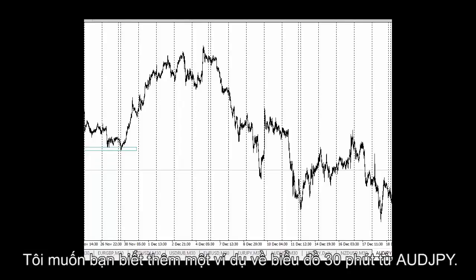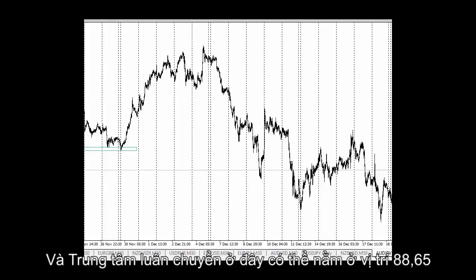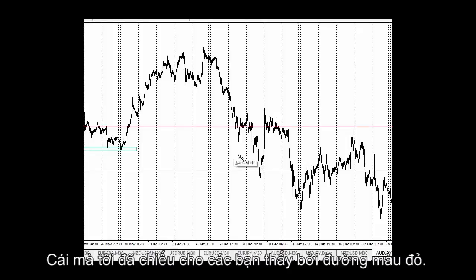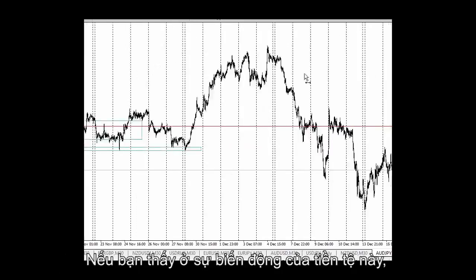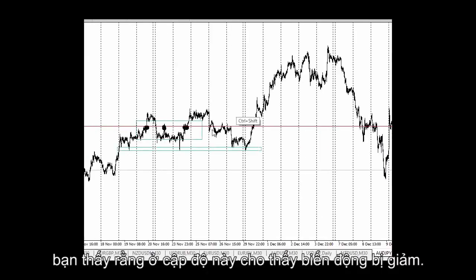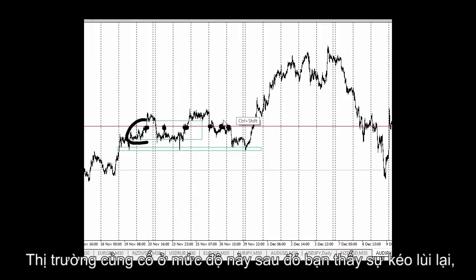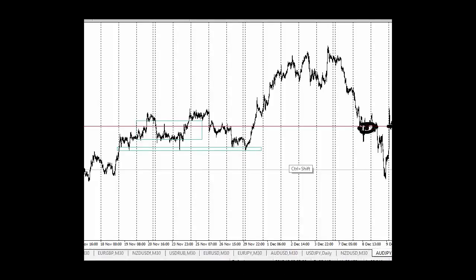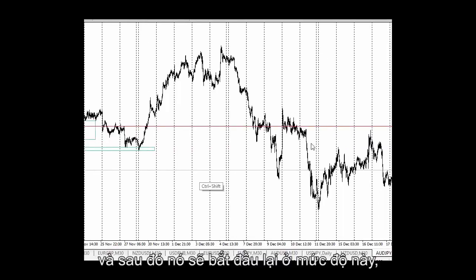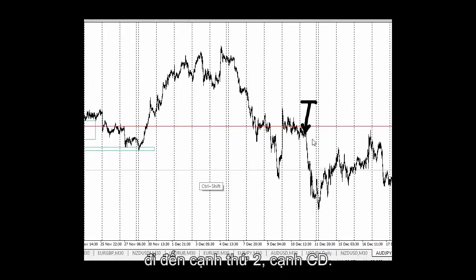Okay, I want to show you one more example from the 30-minute chart of the Australian dollar versus the Japanese yen. The rotational center here is possibly located at level 88.65, which I show you by the red line. This is a level of reduced volatility. If you look at the previous dynamics of this currency pair, you see that this level shows reduced volatility. The market sort of consolidates around this level. Then again you see pullbacks, reduced volatility again. And finally the initiative which starts from this level is going to be the second leg, the leg CD.